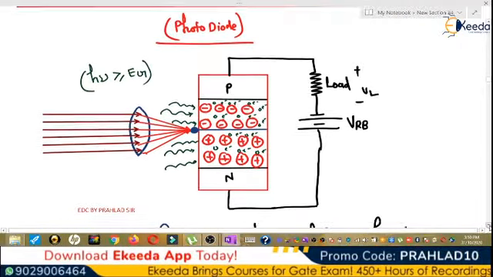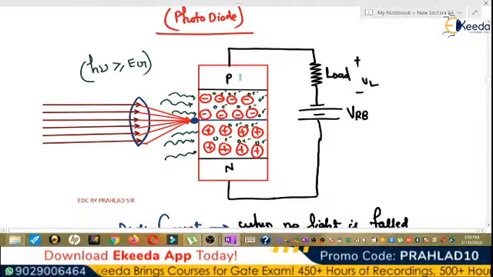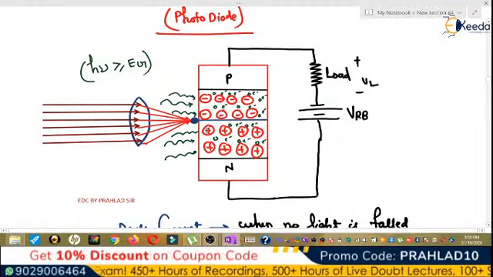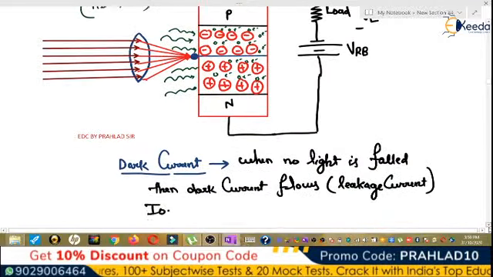Now talking about the photodiode. In the photodiode, the PN junction is reverse biased and the light is focused on the depletion layer. When the light is focused on the depletion layer, a large number of electron-hole pairs are generated and current suddenly increases. And this current is a drift current.